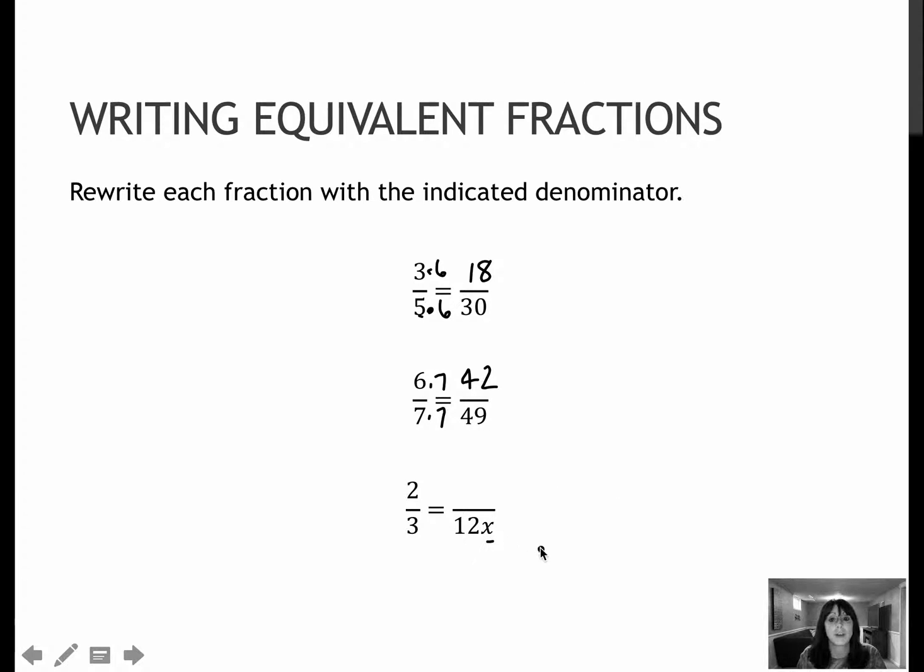And careful, I have a variable on this one. 3 times what is 12x? 3 times 4x. So I'm going to take the top times 4x also, which would give me 8x.